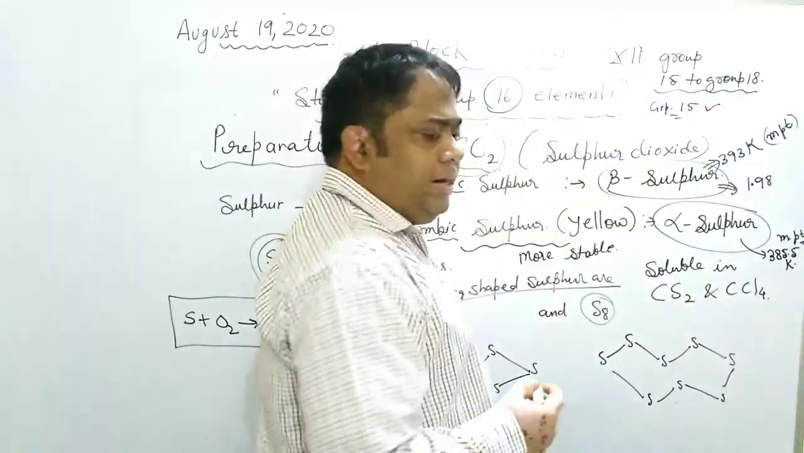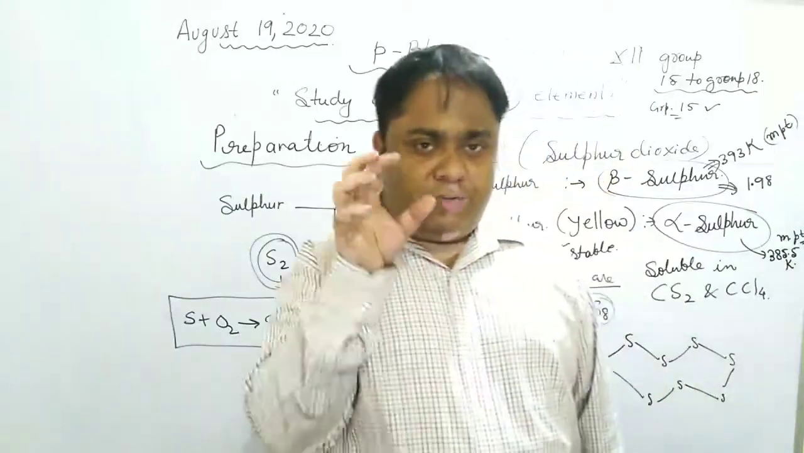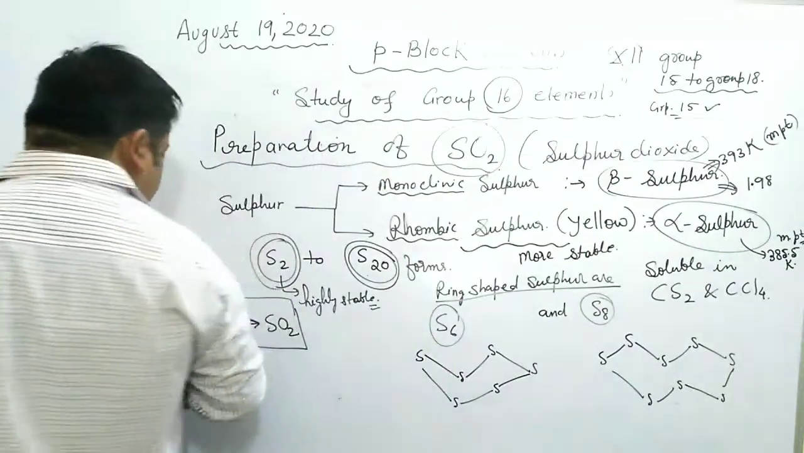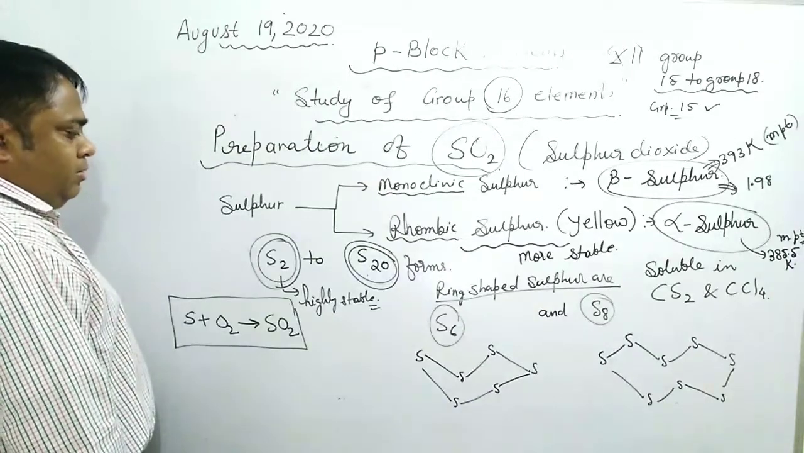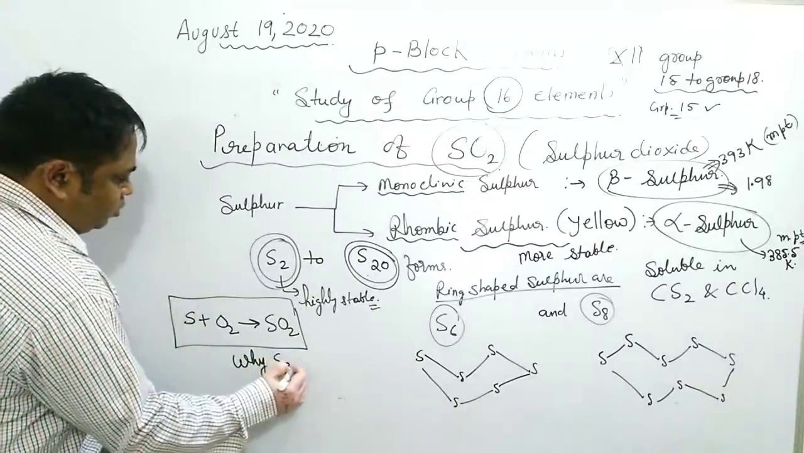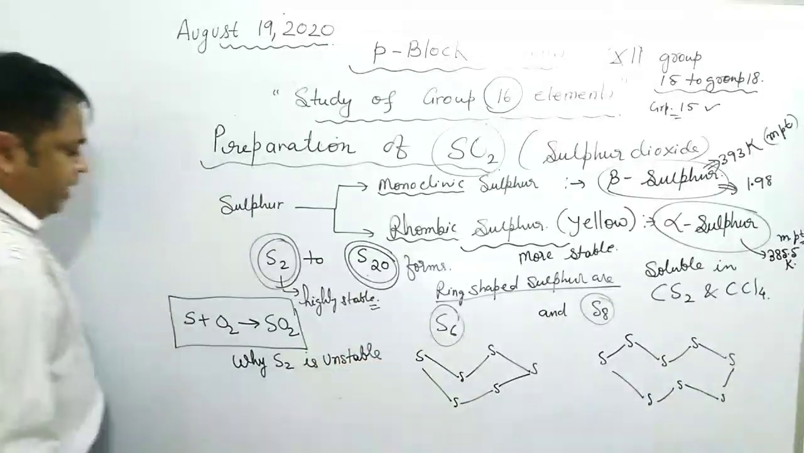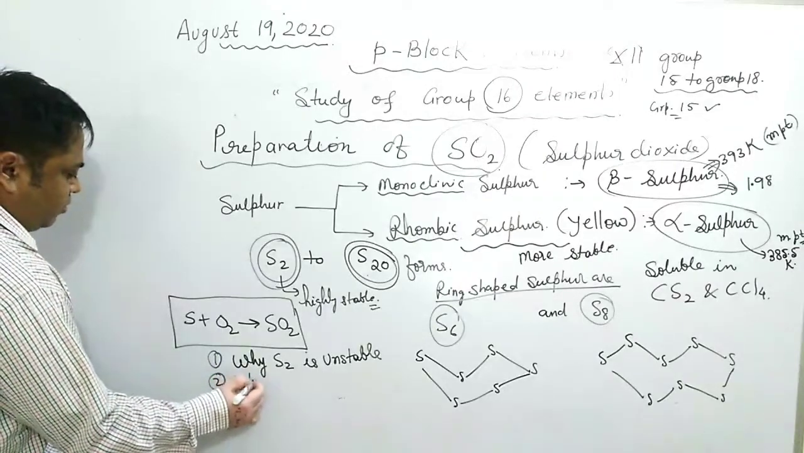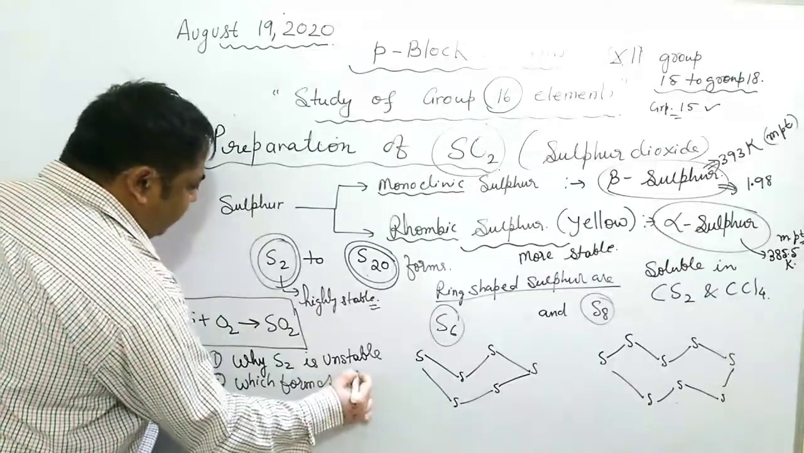So many melting points no one can keep in mind, alright. So definitely such kind of question does not come: a 1 mark question, what is the melting point of this sulfur? What can come is: draw the structure of S6, draw the structure of S8. Which form of sulfur is most stable? Then one question comes, why is S2 unstable? And second, which form of sulfur is paramagnetic?